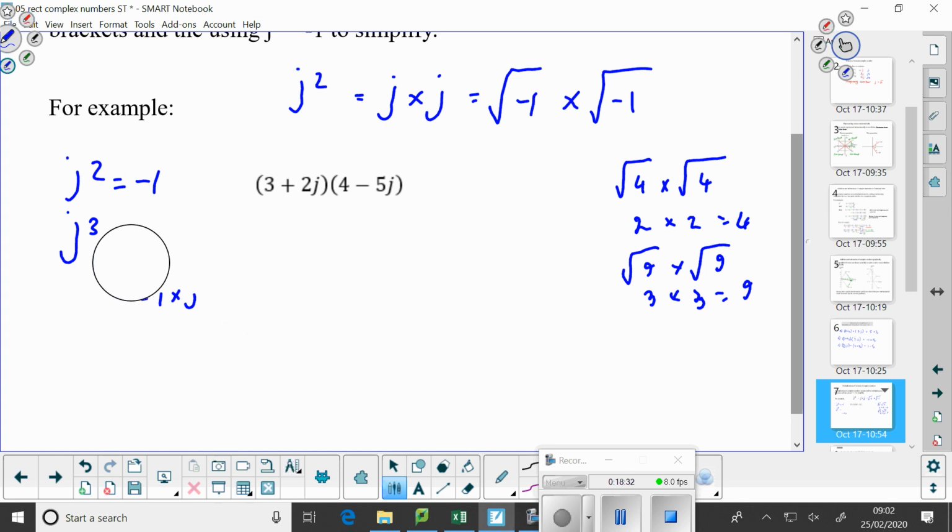I'll go through that again. You can write j cubed, can you not, as we have agreed that j squared is minus 1? Do you agree that I can write j cubed as j squared times j? And this bit, we've already said, is equal to minus 1 times j, which must equal minus j.